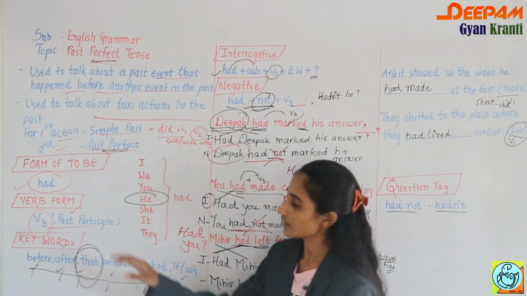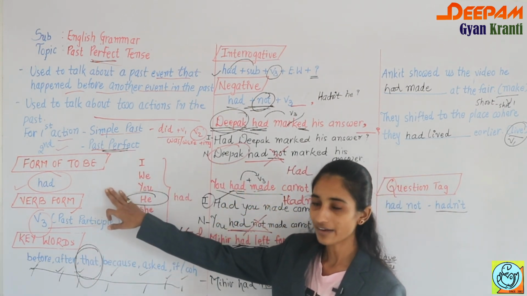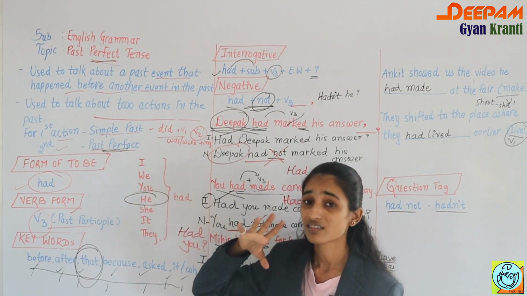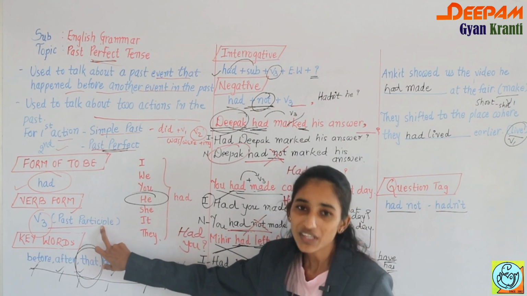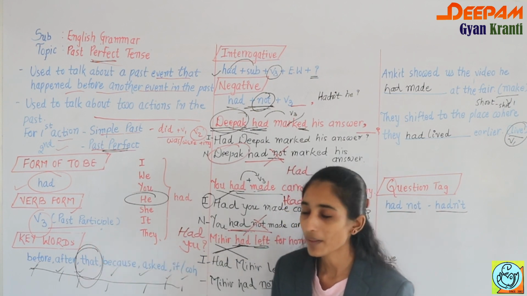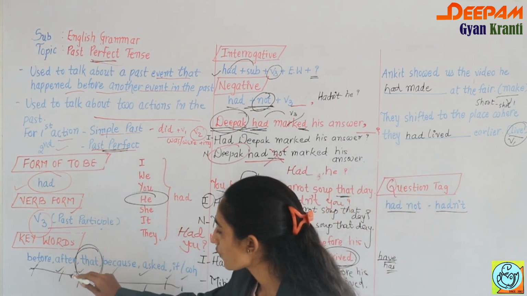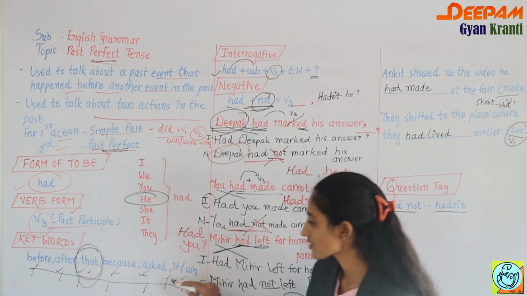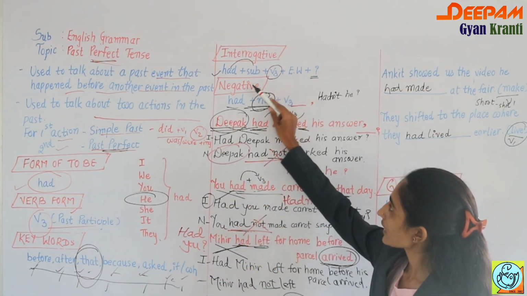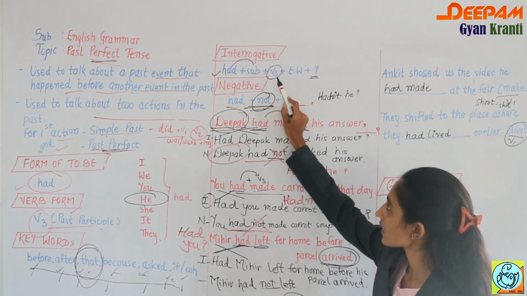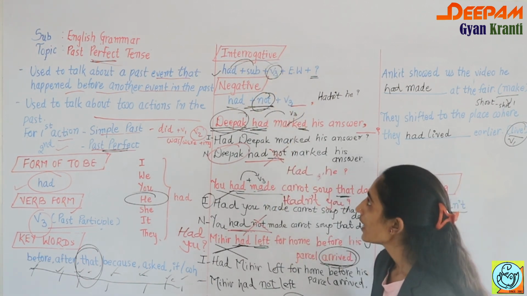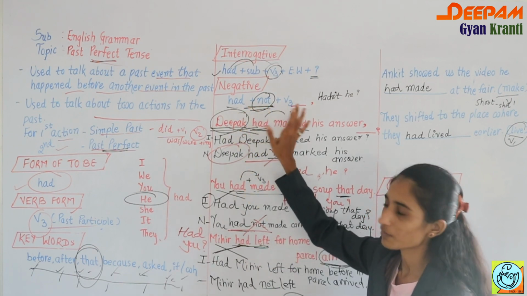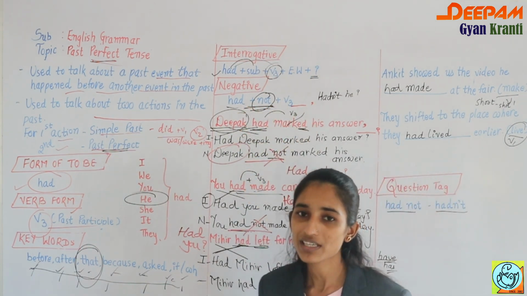What you have to remember here is the form of to be, that is had, and when you want to make any of the perfect tenses, definitely with that you have to use V3, that is the past participle. Then the keywords here are before, after, that, because, asked, if and whether. Interrogative is had plus subject plus V3, because it is a perfect tense, so definitely we are going to use V3, and negative is had plus not plus V3. I hope it is clear to you.